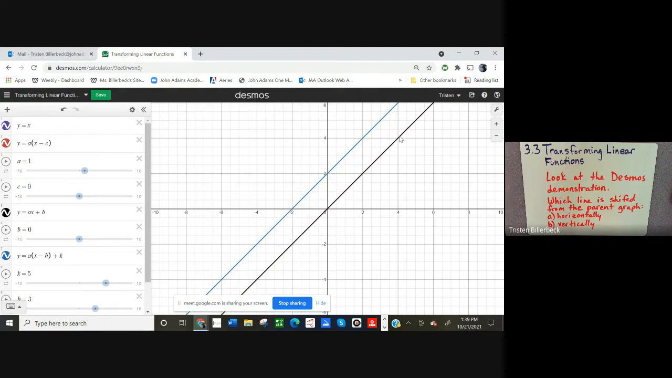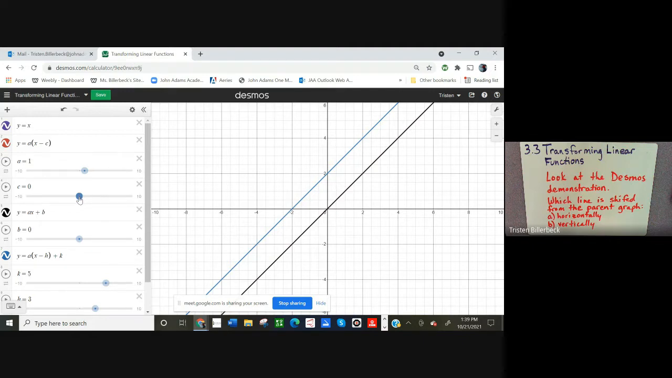So if we look at this, this is our parent graph right here, y equals x. And from this parent graph, all other graphs are created, whether they're created by a horizontal shift, a vertical shift, or a stretch or a compression. So let's first look at a horizontal shift.